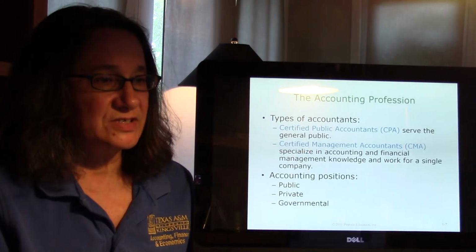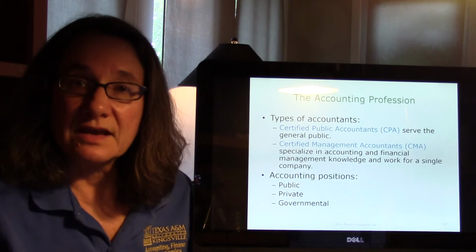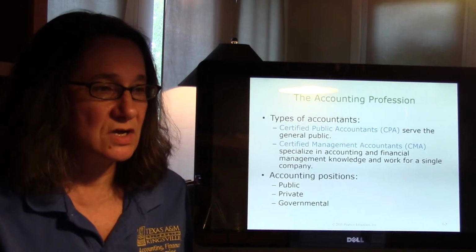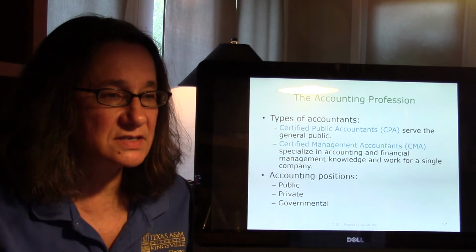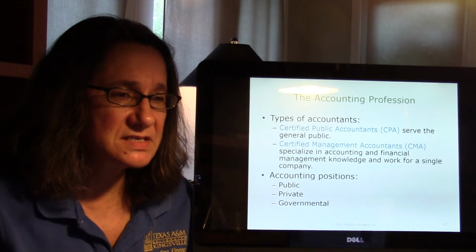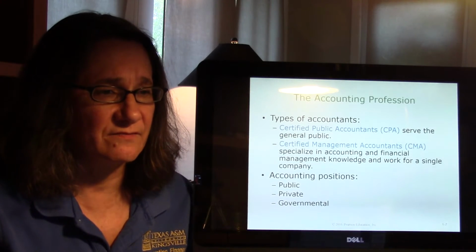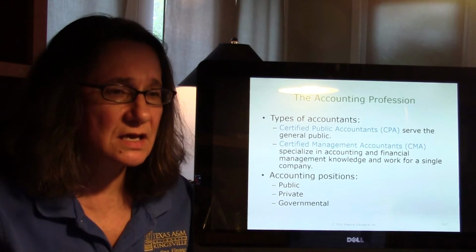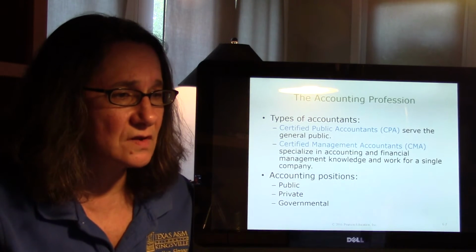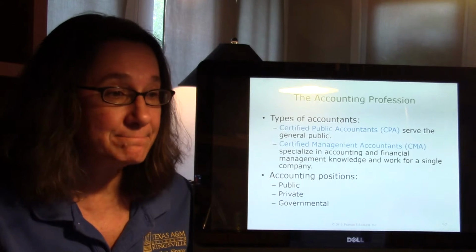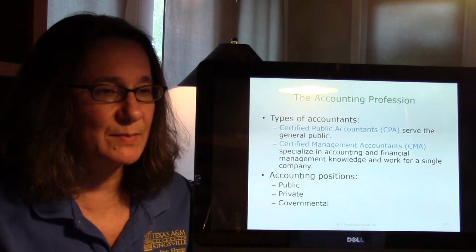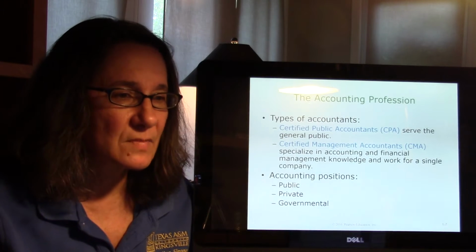The accounting profession. Now there are a lot of kinds of accountants. Certified public accountants are licensed professional accountants who service the general public. CPAs work for public accounting firms, businesses, government entities, or educational institutions. To become a CPA, you must meet educational or experience requirements and pass a qualifying exam.